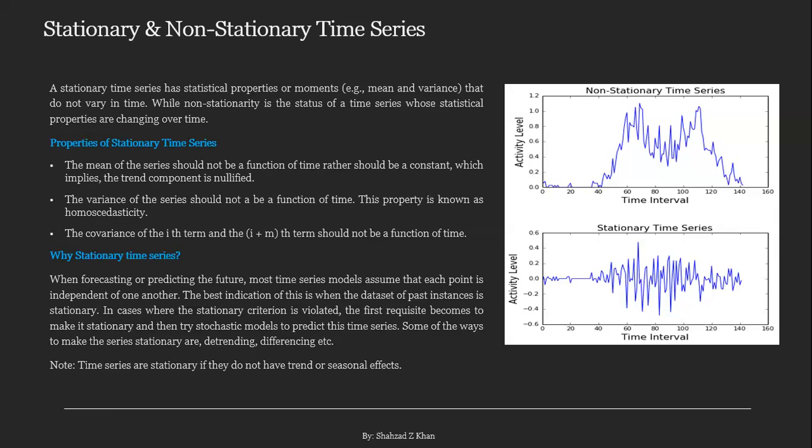Then what is the correlation? Correlation is the relationship between the data. If there is a positive correlation, it means if one variable is increasing, then the other is also increasing. If negative correlation, it means if one variable is increasing, the other is decreasing.